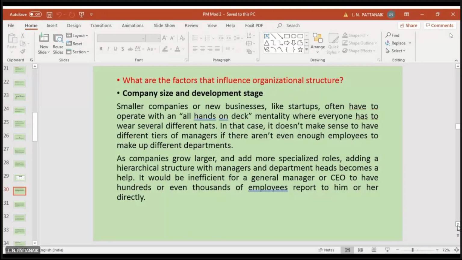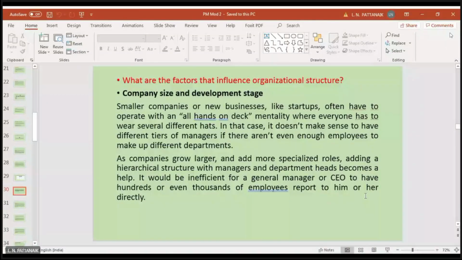So as the company grows larger, add more specialized roles. There will be some specialized roles, right? Someone is good at accounting, financing. Someone is good at designing. So there's specialization, expertise, or division of labor. So you cannot work in a team, or rather you have to make some structure. So adding a hierarchical structure with managers and departmental heads becomes a help, meaning it becomes useful. It would be inefficient for a general manager or CEO to have hundreds or even thousands of employees report to him or her directly, isn't it?